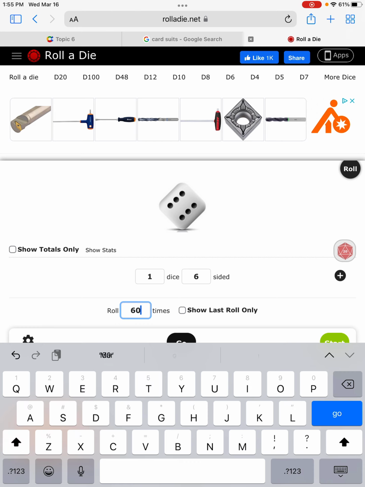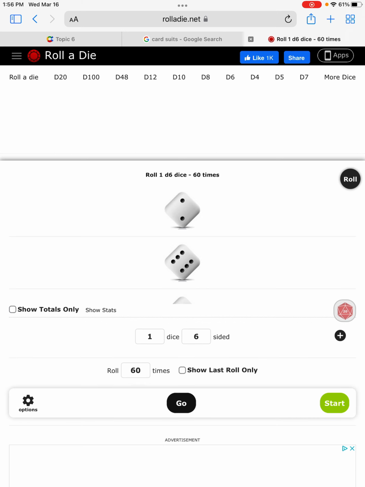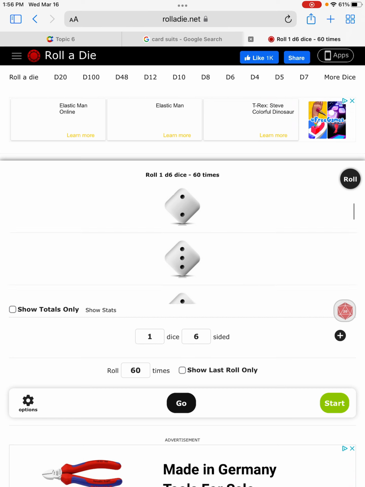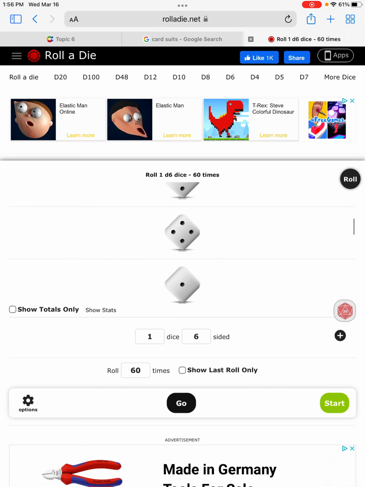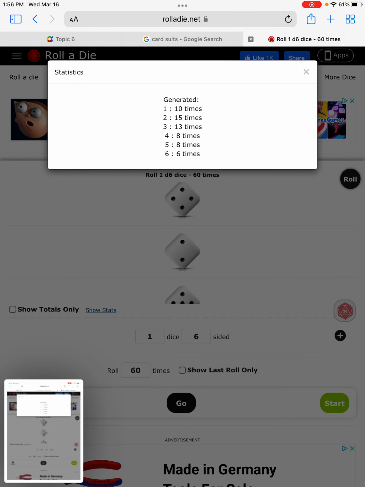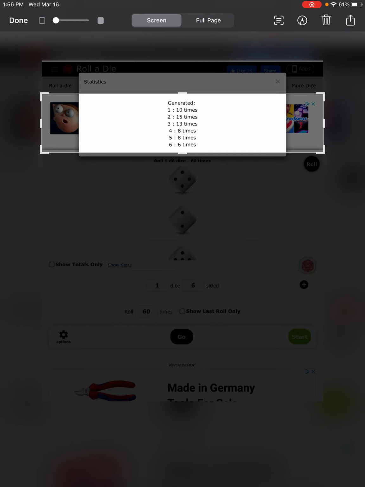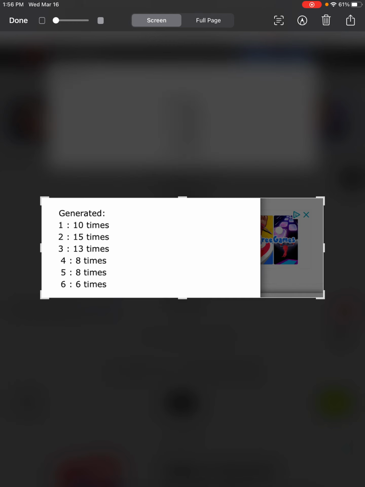Okay, so now I'm going to hit go, and it has rolled it 60 times right here. I've got 60 different numbers. Okay, now I'm going to hit show stats, and I have this right here. I see that 1, I had 10 times, 2, I had 15 times, 3, 13 times, and so on. I'm actually going to take a little screenshot of that so that I can include that in my notes, and that will just help me out.